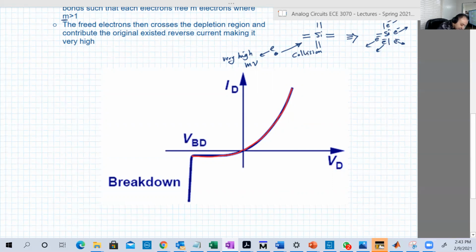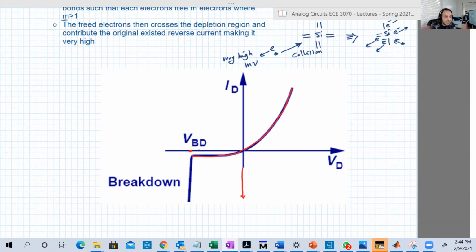So the current increases in that way. It's still negative current, and the voltage is almost constant, equal to the breakdown voltage. And this breakdown voltage is a characteristic of the diode. You may buy a diode, look at the data sheet or the manual, and you will see that breakdown voltage.